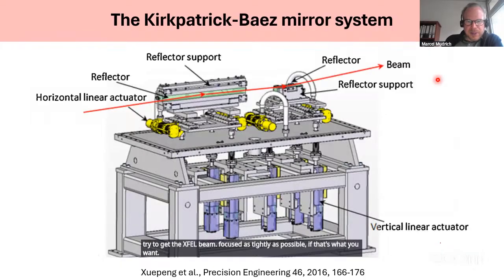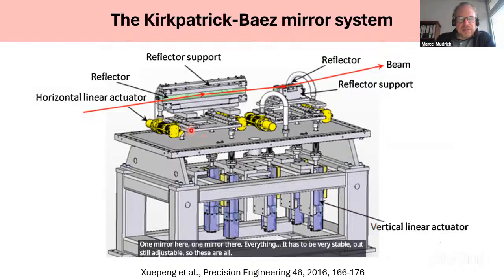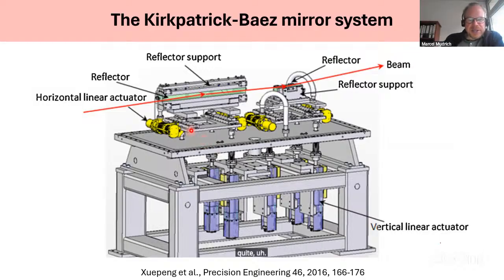This is a typical way of mounting these KB optics. So you have one grazing incidence mirror like this, and the whole thing has to be in vacuum, right? One mirror here, one mirror there. Everything has to be very stable, but still adjustable. So these are all quite sophisticated mechanical devices, bulky and very expensive.